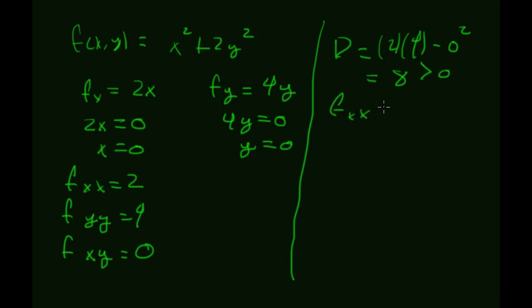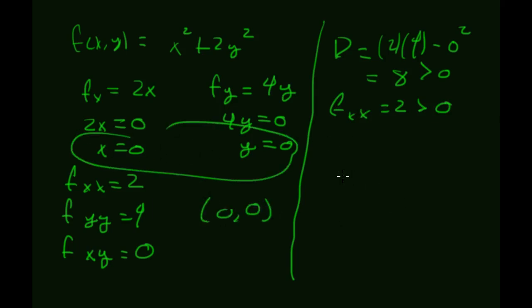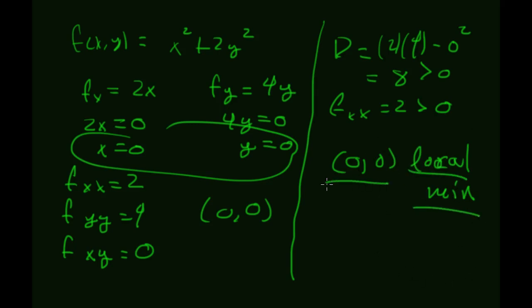F of xx is 2, which is also positive, which means that at this critical point, 0, 0, I have a local min. All right, so that's the only critical point where I have anything going on here, and it's a local min, and this happens to be inside my domain. So this is an element of x squared plus y squared is less than or equal to 1. It's dead center of that. So it seems like I have a local min there.